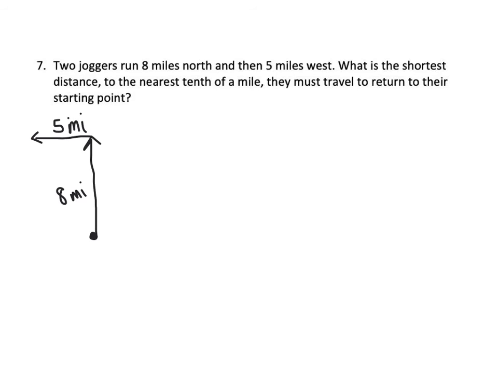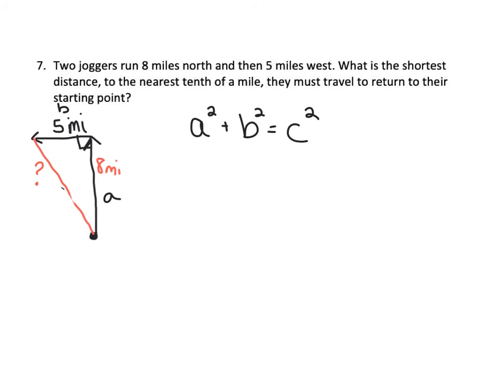So the shortest distance would be a straight line. So it's really saying, what is this side of my triangle over here? I'm just going to put the 8 on this side to make it a little clearer. All right, so I have a right triangle. Hopefully, you're remembering the Pythagorean theorem, which is used to solve missing sides of right triangles, where A and B are the two sides that make up the right angle.